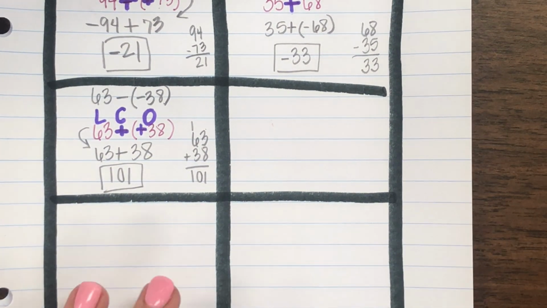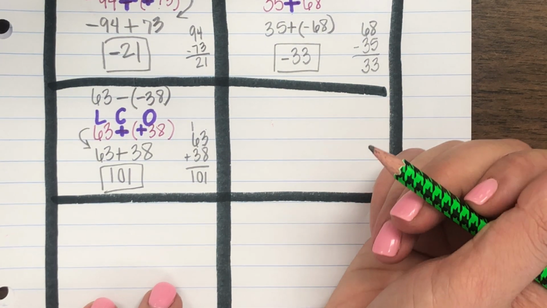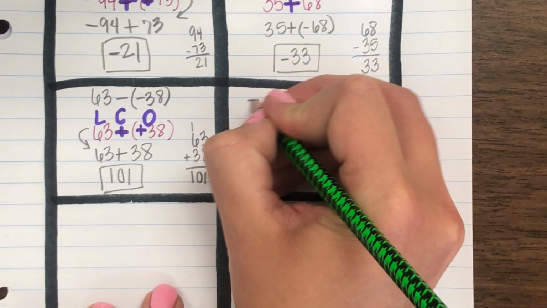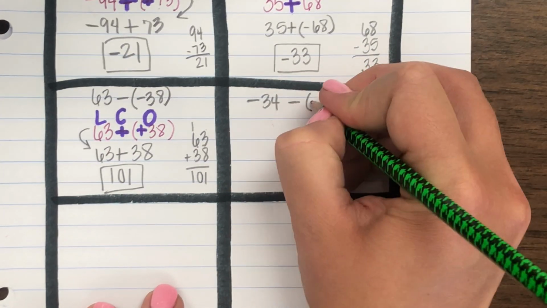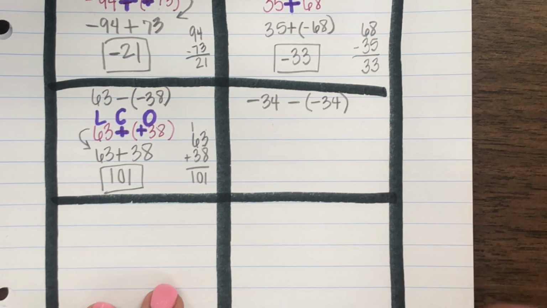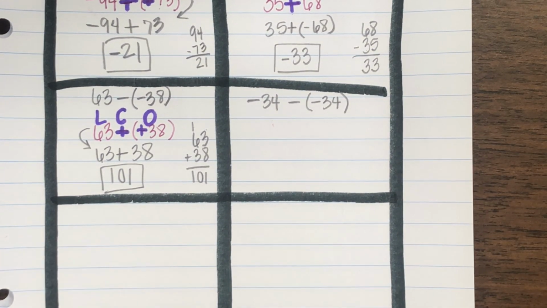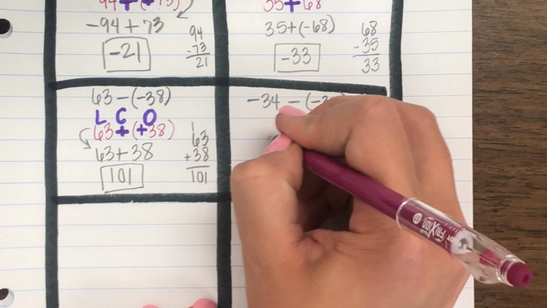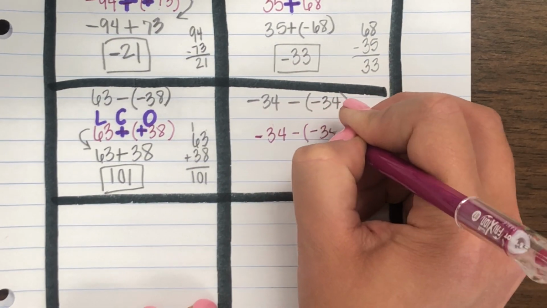Alrighty, next question over here. This one, you're gonna think you know the answer, be so careful. Negative 34 minus negative 34. Negative 34 minus negative 34. All right, let's rewrite it and do our LCO. Negative 34 minus negative 34.